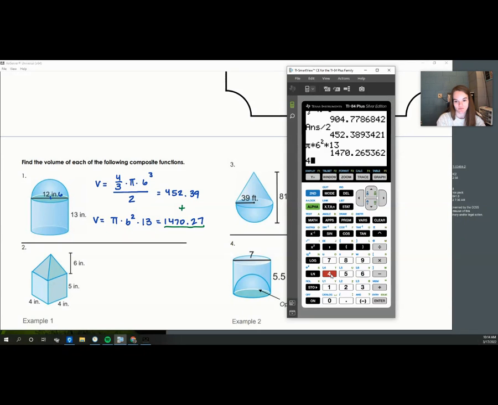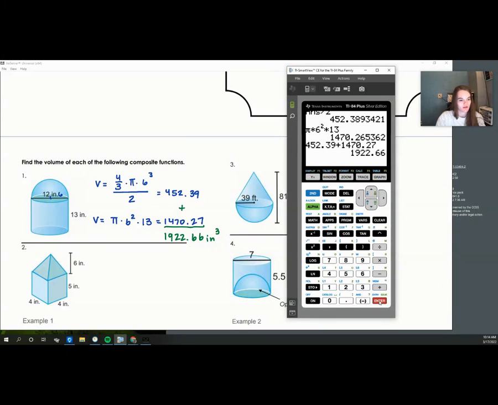So 452.39 plus 1470.27. And I get 1,922.66 inches cubed.